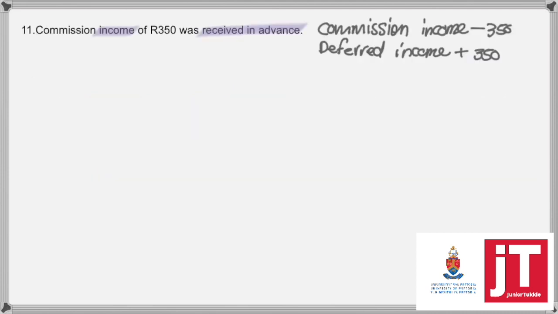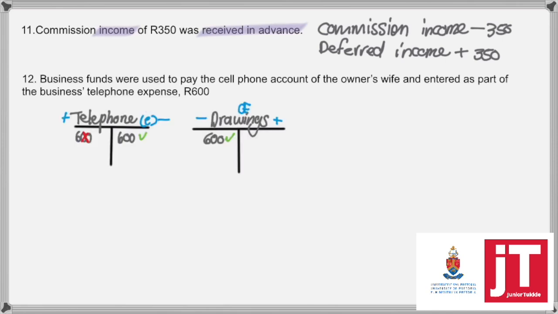Then commission income is received in advance. So income received in advance, or deferred income, must increase, minusing it off from commission income because it's not this year's income. Number 12 is a correction of an error. We recorded it as a business fund telephone expense, but it shouldn't be. It should be the owner's wife's or the owner's expense, which is drawings. So I must take it out of telephone, minusing off telephone, adding to drawings.